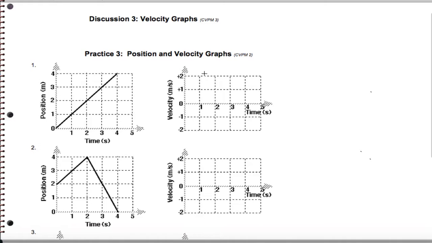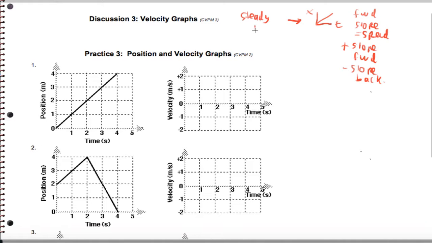So we have this position graph, and let's recall a couple things. When we have a position versus time graph, this means going forward. The slope is the speed, and positive slope means going forward, and negative slope means going backwards. And all of this, we're talking about buggies that are moving at a steady pace.